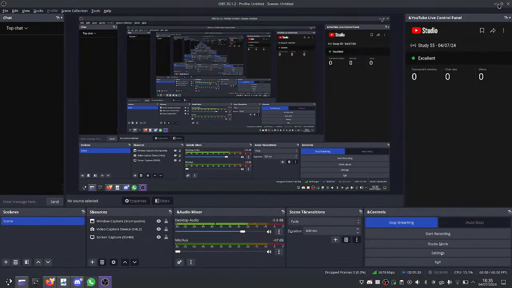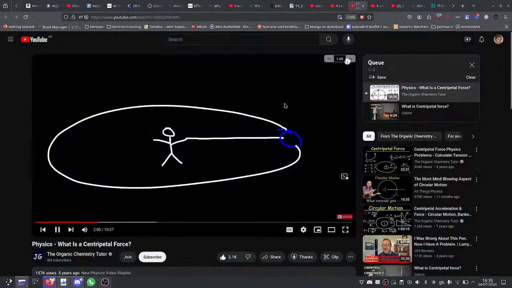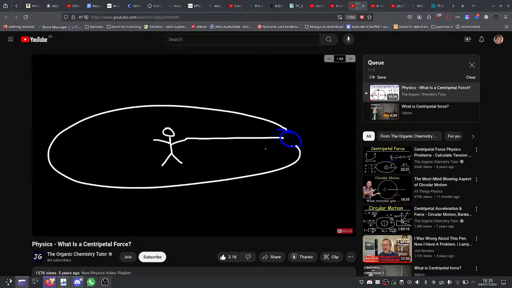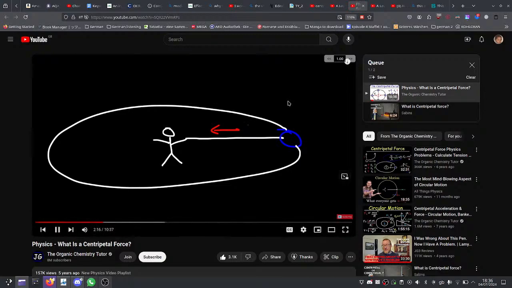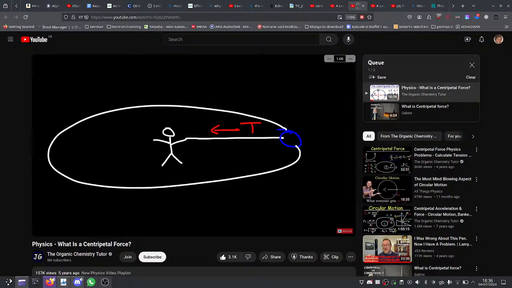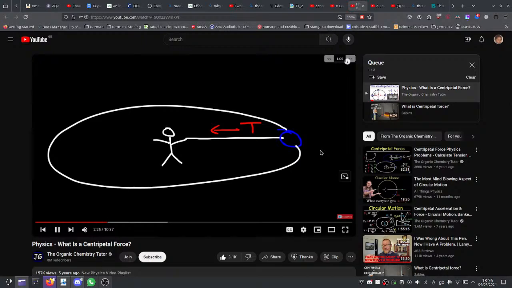So what force provides the centripetal force in this case? Anytime you have a force acting through a rope, what is that force called? This force is the tension force. So in this particular situation, tension provides the centripetal force. It keeps the ball moving in a circle.